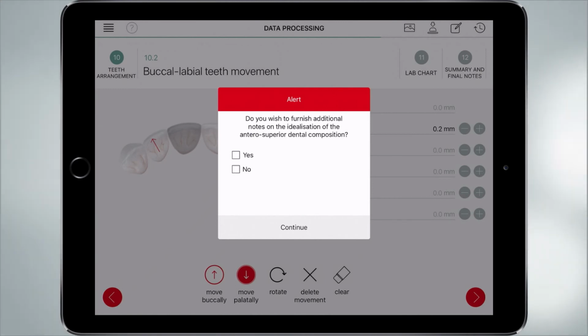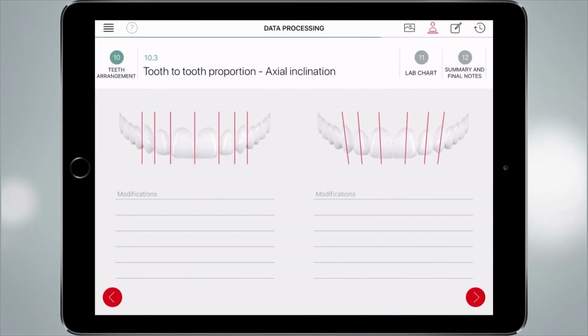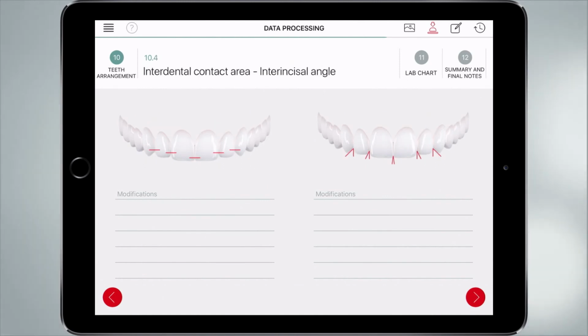And the alert again: do you wish to furnish additional notes on the idealization of the anterior dental composition? We can say yes. We can, of course, optimize if needed. We can optimize, push continue, the tooth-to-tooth proportion, creating a kind of dominance of the central incisor in relationship to the lateral incisors, having the long axis idealized 100%, and then we can have the interdental contact areas that follow more or less the curvature of the incisal edge.